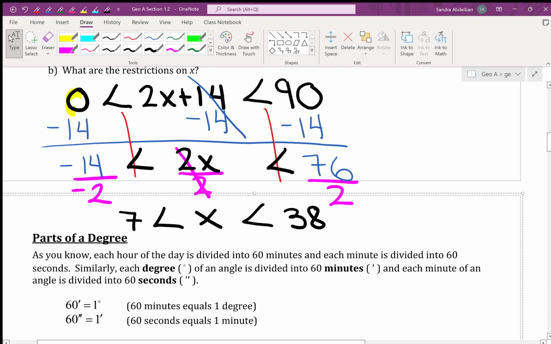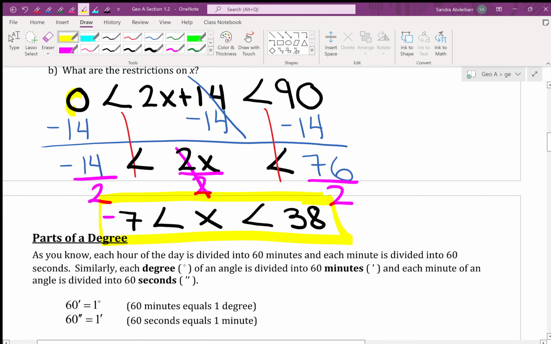No, why is it divided by negative 2? Oh, it's not. I'm so sorry. Why did I do that? I don't know. Thanks, Sean. So this is negative 7 then. Am I good everywhere else? Yes. Okay. Sorry. And that is your restrictions on x.